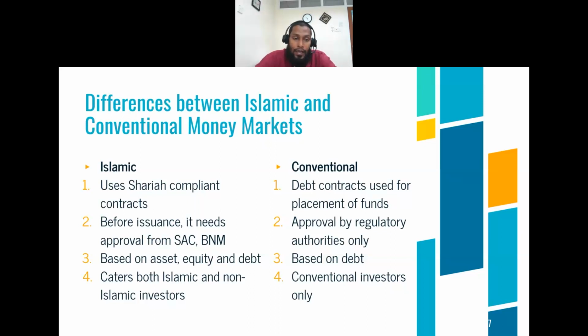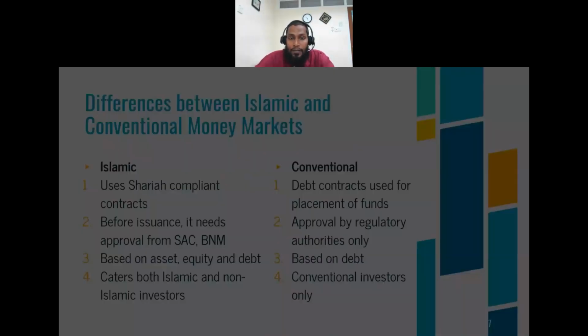The Islamic money market caters to both Islamic and non-Islamic investors, while conventional investors can only invest in the conventional money market. However, sometimes non-Muslims can come to the Islamic money market. And for Muslims, maybe some Muslims may go to conventional, but all Muslims, according to the Sharia, should invest in the Islamic money market.